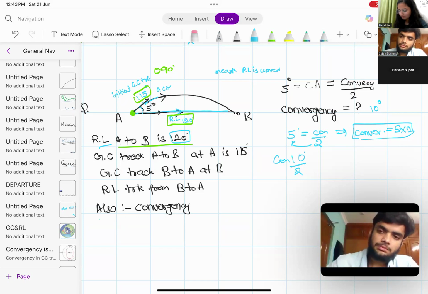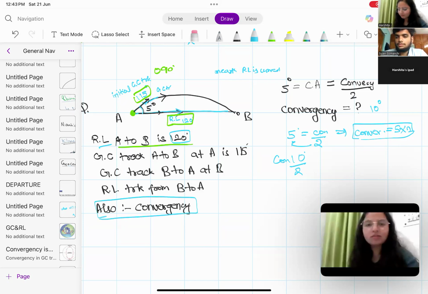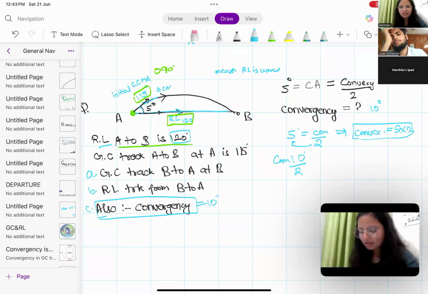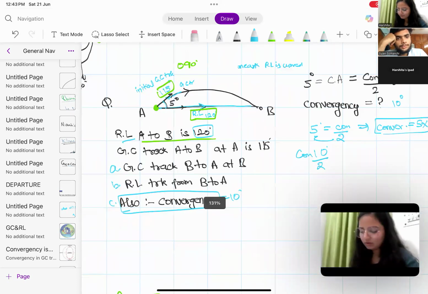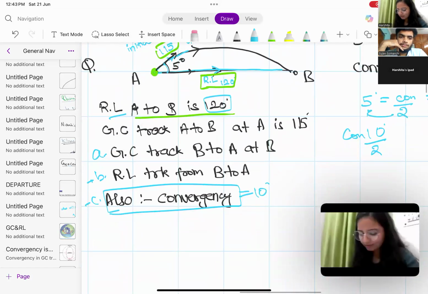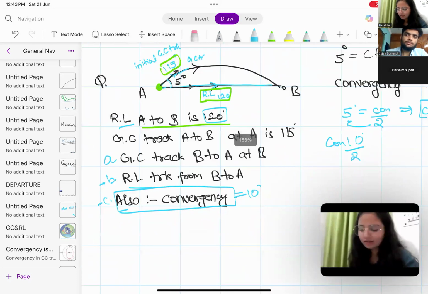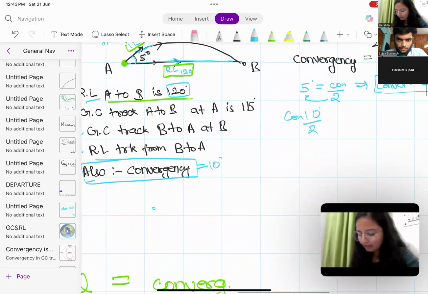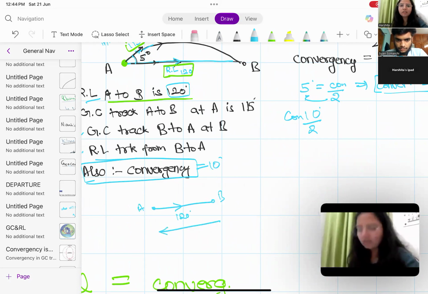So we got the value of this part A, B, C. We know convergency is now 10 degree. Good so far? Yes. Now let's move to part B. We are asking for the rhumb line track from B to A. And I gave you the rhumb line track from A to B. This is 120. But I want to know what is B to A. The value of B to A. What will it be?